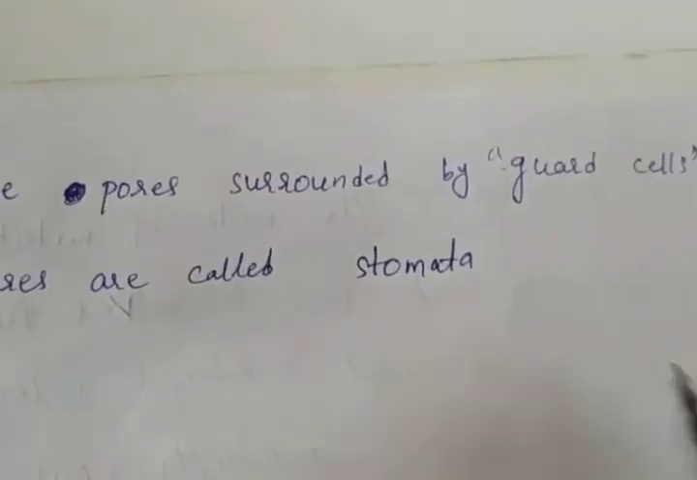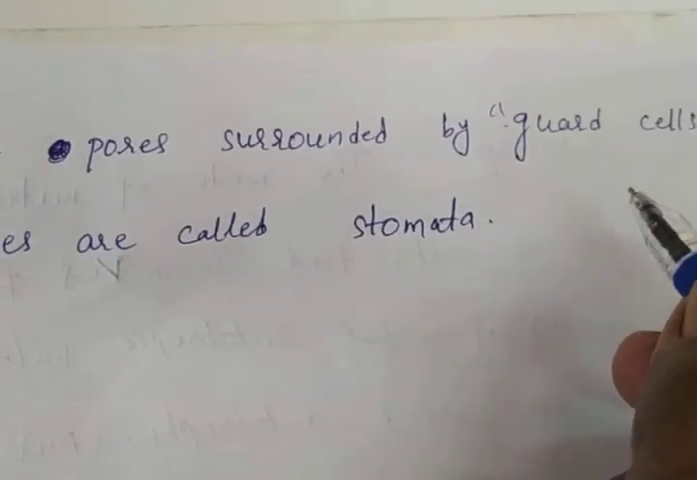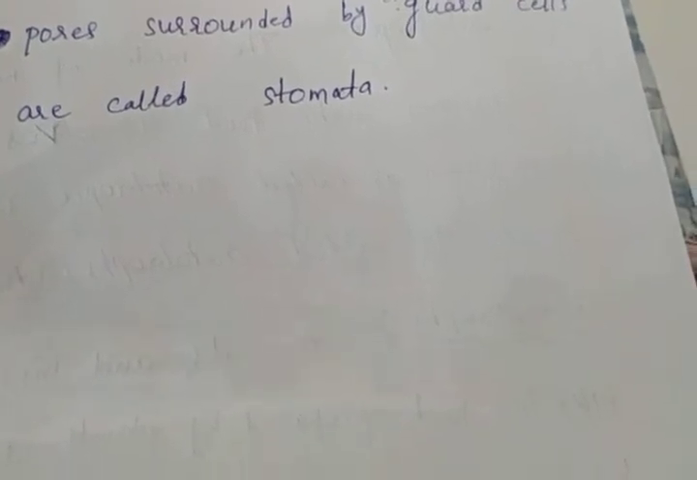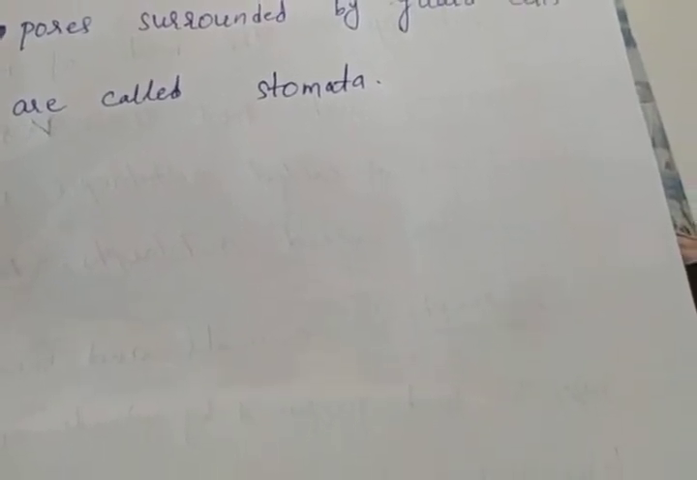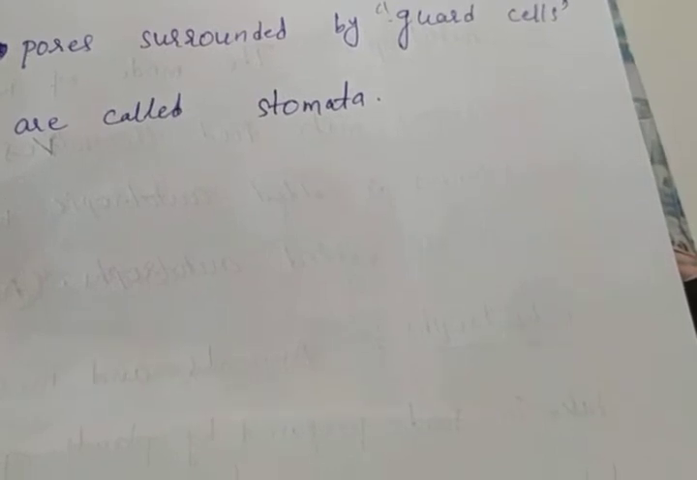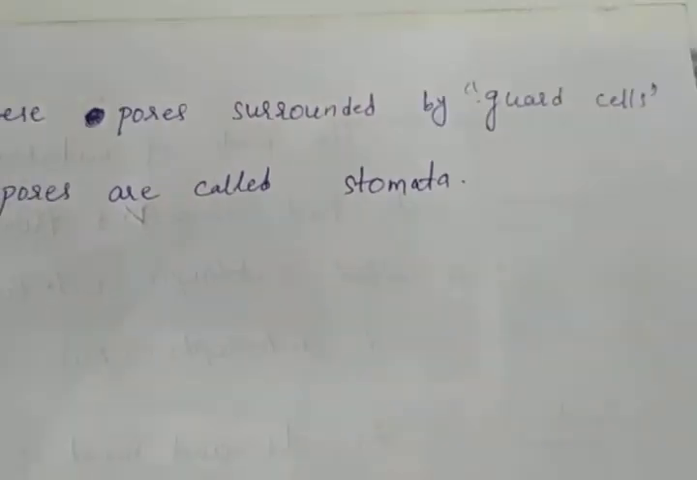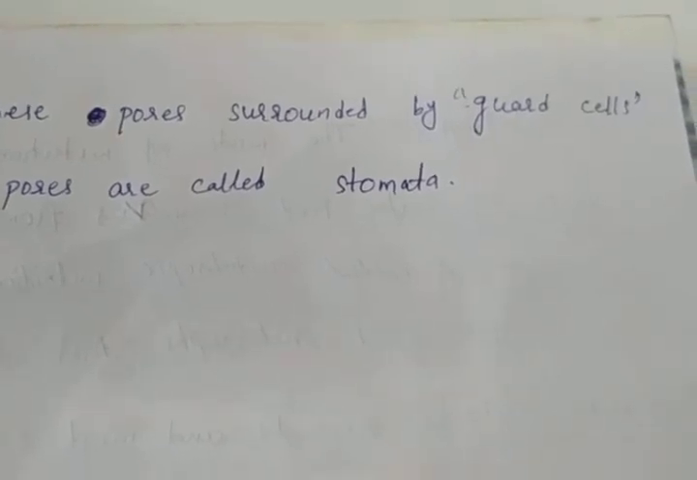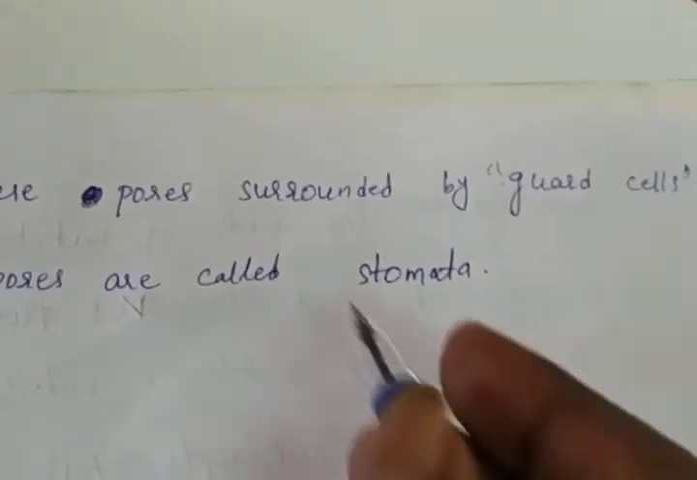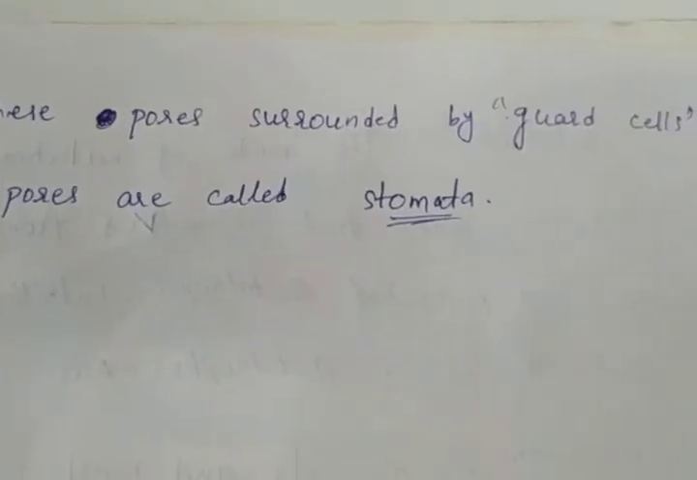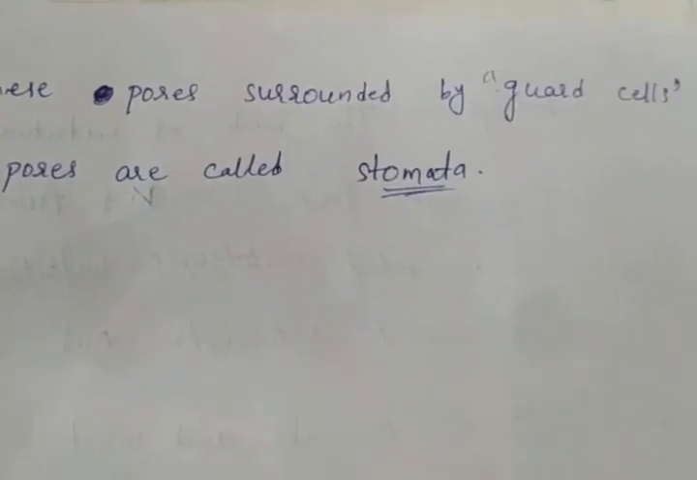Okay, but here simply you have to observe that the leaves have small pores. Through the pores they will absorb the carbon dioxide from the air, and these pores are surrounded by guard cells. Such pores are called stomata. What can we call those pores? Stomata.